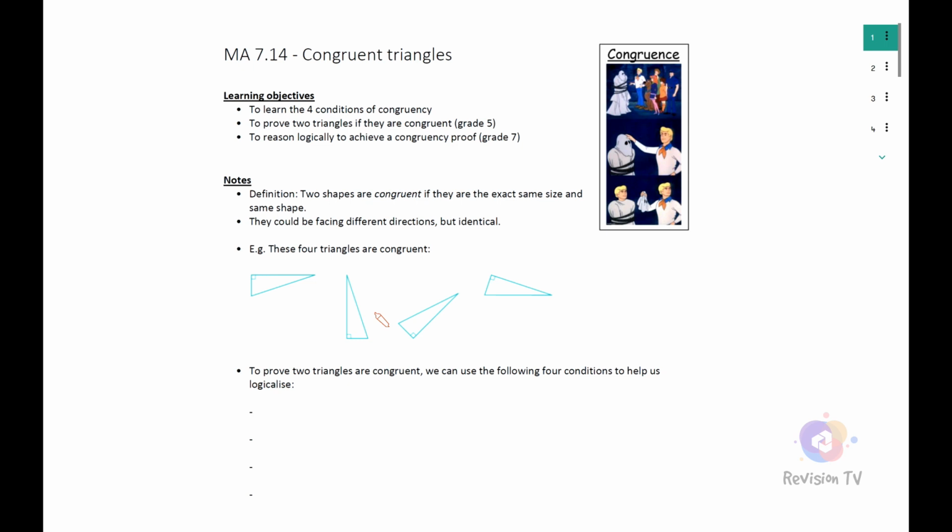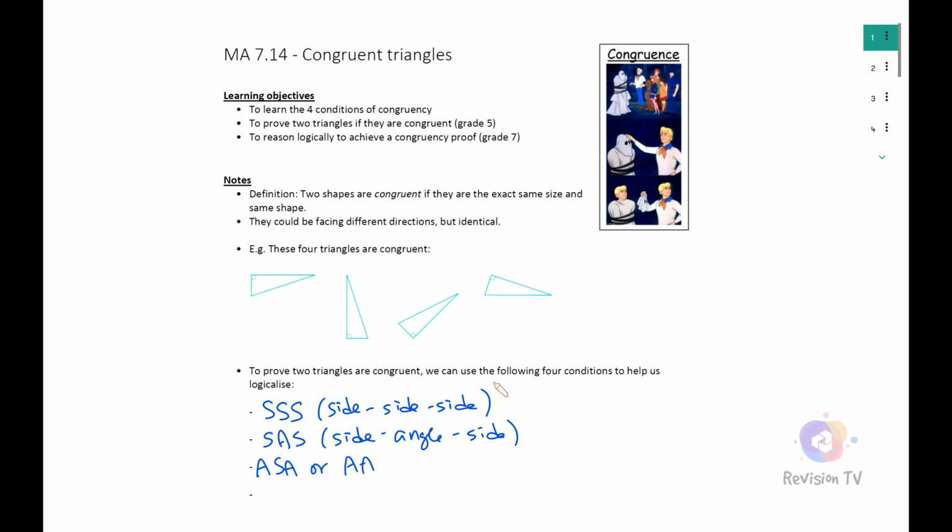To prove 2 triangles are congruent, we can use the following 4 conditions. The first one is called SSS. S stands for side, side, side. Next one, SAS, side, angle, side. Next one is ASA or AAS. So angle, side, angle. That means this side is between 2 angles. Or angle, angle, side.